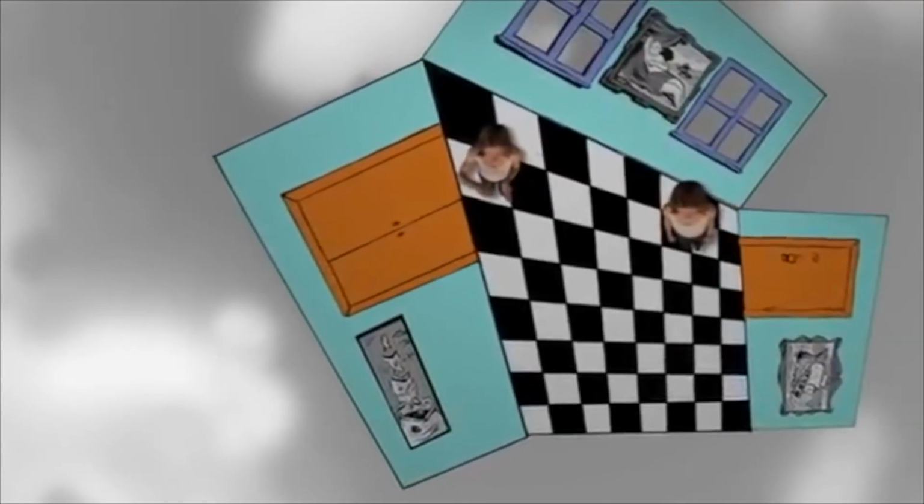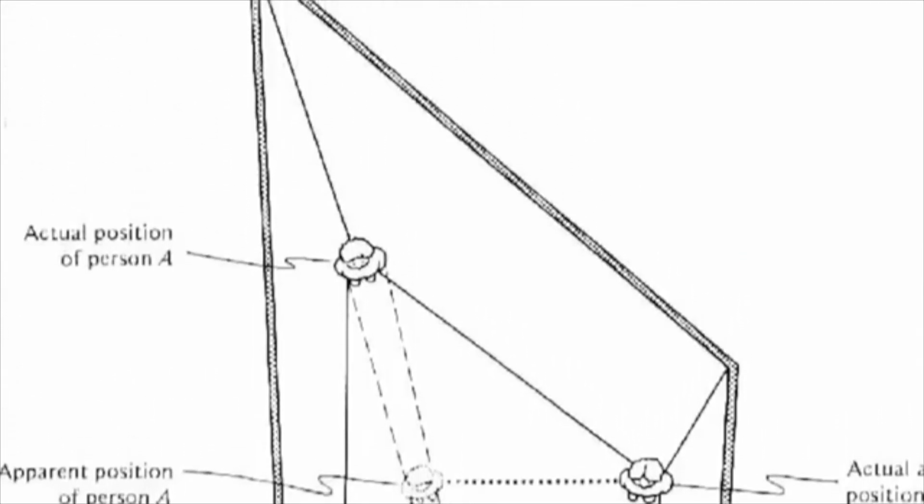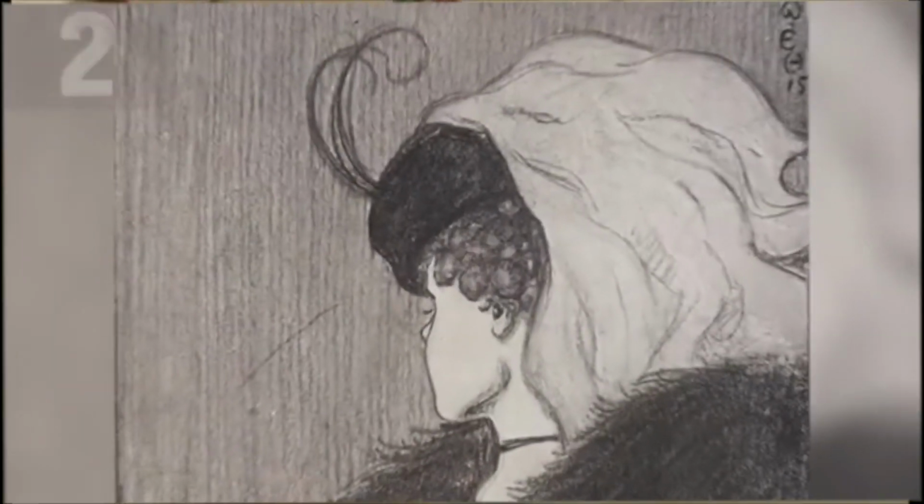The room appears to be square-shaped, and the 2 people appear to be standing in the same depth field. However, the room is trapezoidal-shaped, so the man in the picture is standing much further back in the room than the woman is. This is a useful optical illusion, and it is often used in movies.